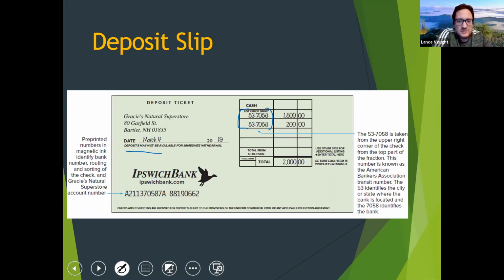The date is the deposit ticket is usually specific to the institution which you're depositing to or depositing from. What these numbers represent are, one is a routing number and one is an account number. Does anyone know which one is the routing number and which one is the account number?